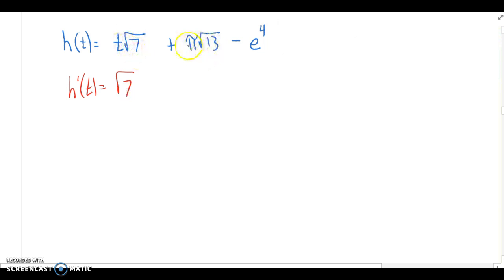Pi square root of 13. This is just a number. There's no variable in there. We're finding the derivative with respect to t, so that's 0. Likewise, this has an e on it, but it's not an e with a variable, so this is just a number. The derivative of this is also going to be 0, so there is our full derivative.